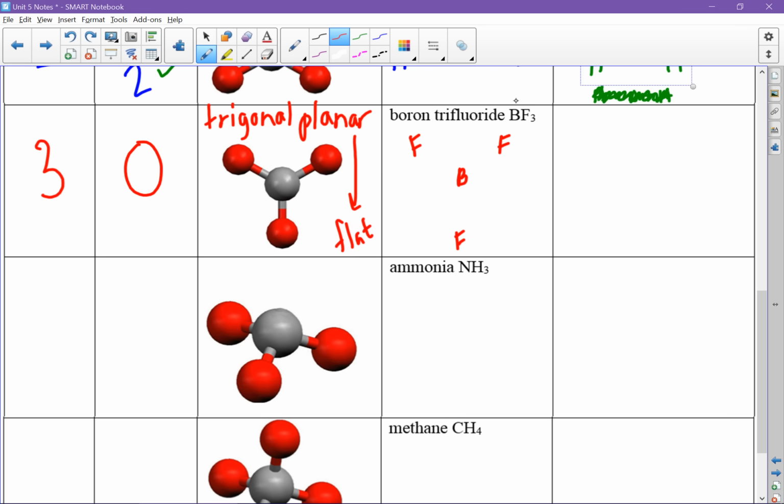Grabbing your periodic table, you'll see that boron has 3 valence electrons and each fluorine has 7. So go ahead and put your dots on. 7 for each fluorine.